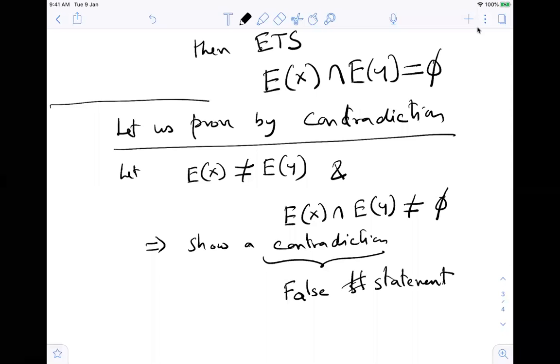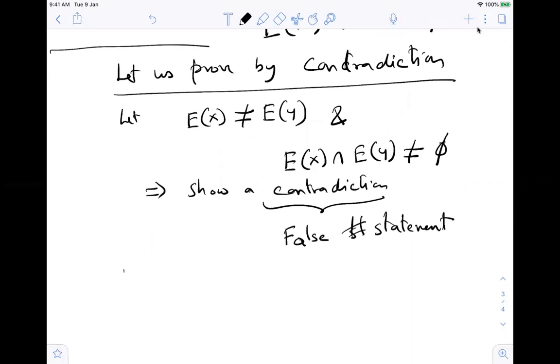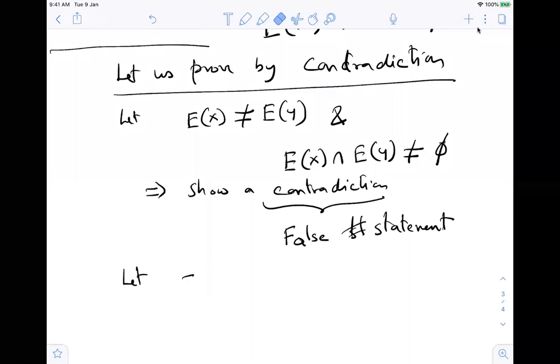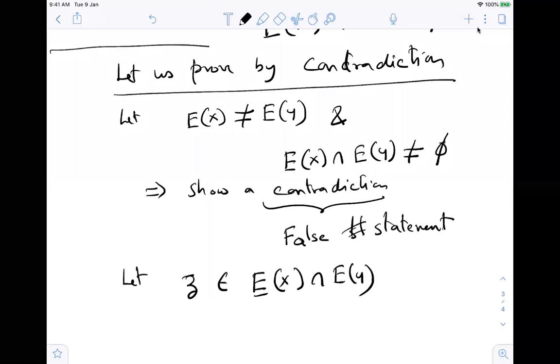Okay, good. Whatever I'm doing is something that you have done a million times in high school, so there's nothing new that I'm saying. Maybe you have forgotten it, so this is for brushing up your stuff. So let Z be inside E of X intersection E of Y. Since this is non-empty, I know that there exists such a Z.